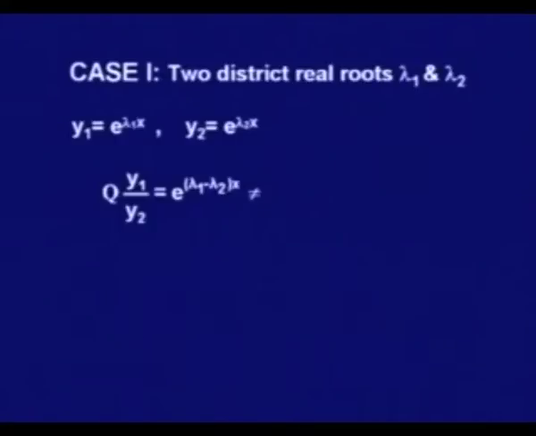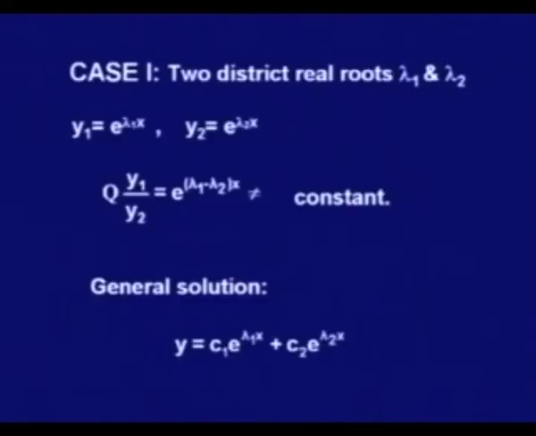y 1 upon y 2 is equal to e to the power lambda 1 minus lambda 2 x. Since they are distinct real roots, lambda 1 minus lambda 2 is not 0. That says it will never be a constant. Thus, they are linearly independent solutions. So, the general solution will be of the form C 1 e to the power lambda 1 x plus C 2 e to the power lambda 2 x.